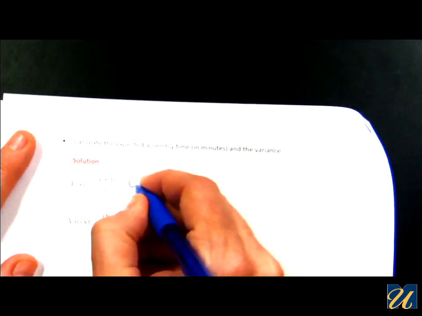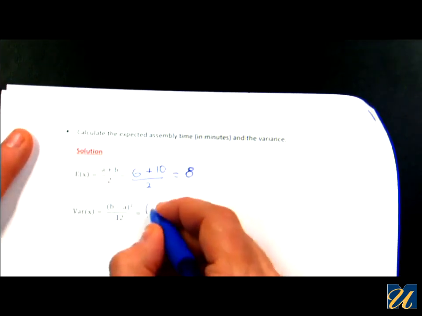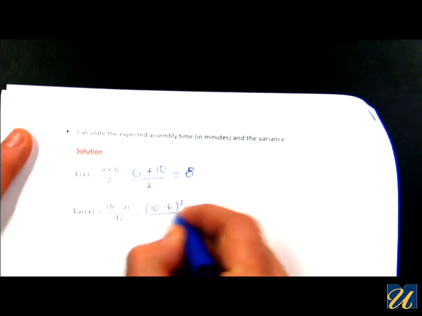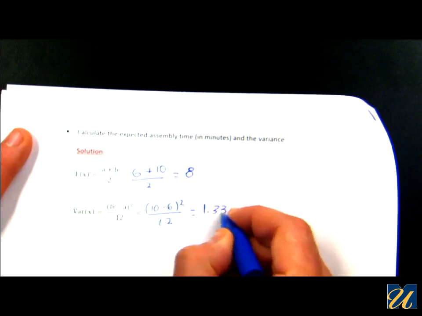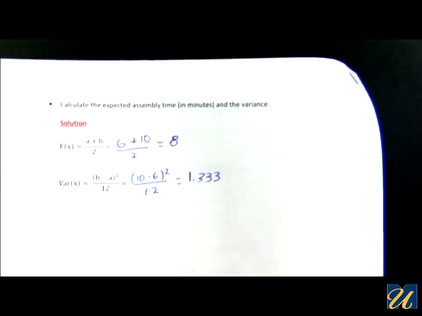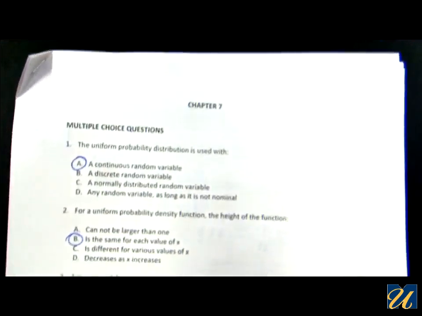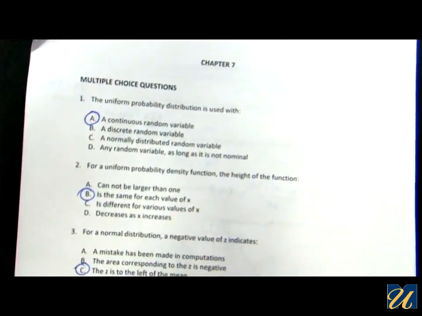Calculate the expected assembly time in minutes and the variance. So we have alpha, A is 6, B, beta is 10. Adding them and dividing by 2, the expected value will be 8. And for the variance, we're going to do 10 minus 6 squared over 12. So this is going to be 1.333. And this completes the exercises for chapter 7.